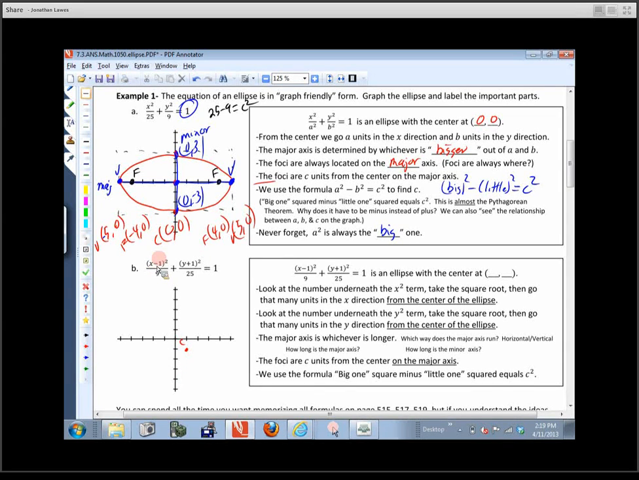What variable is this right here? X. What's underneath it? A 9. So we're going to take the square root of that. That's going to be 3. So how far are you going to go in the X direction? 3. So we're going to go 1, 2, 3 over here. 1, 2, 3 over here. Three from the center. Okay, look at this variable right here. It's a y. Look underneath it. It's a 25. Take the square root. We get 5. How far do we go in each y direction? 5 units. So we're going to go up 5, and we're going to go down 5.